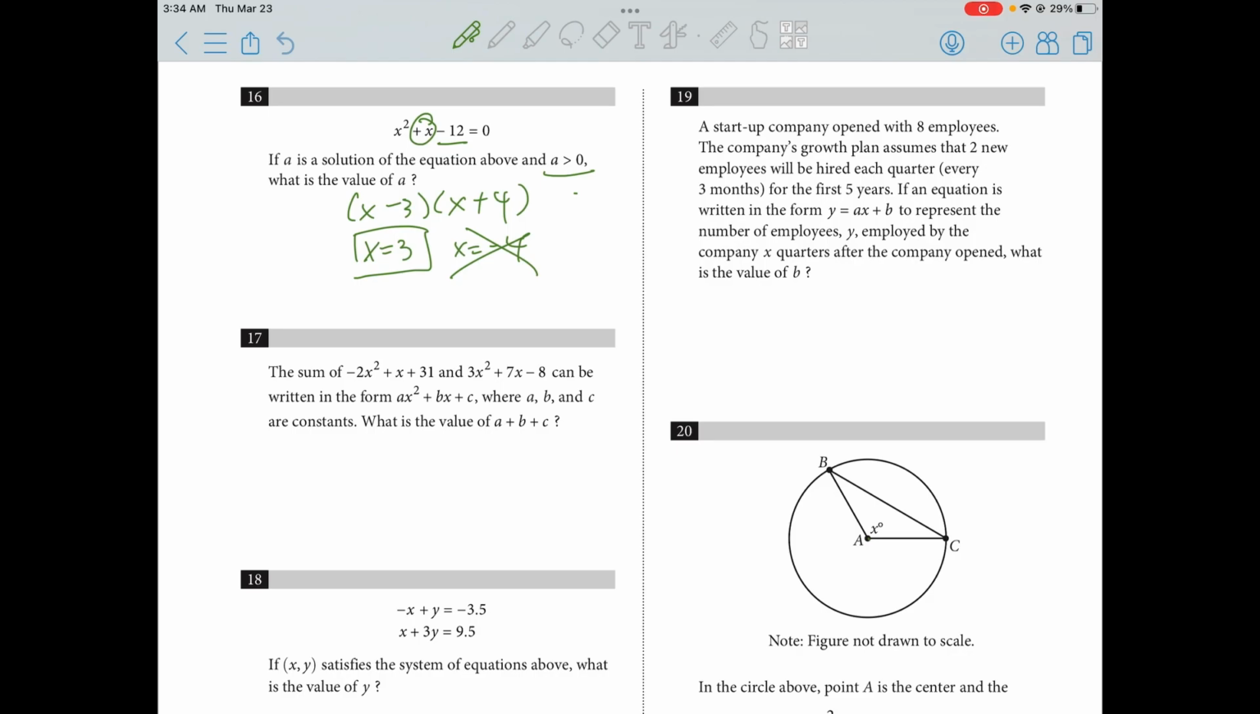Number 17, the sum of this and this. Okay, what is the value of a plus b plus c? All we have to do is add like terms, combine like terms. That x squared plus 8 and plus that 23. Okay, so a plus b plus c.